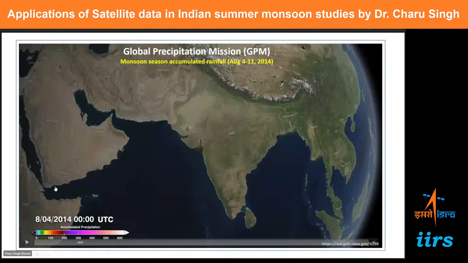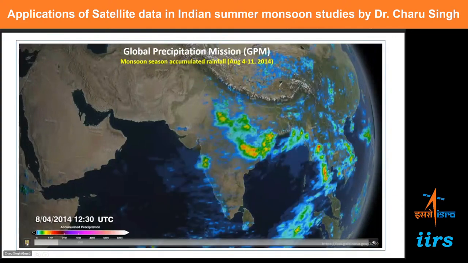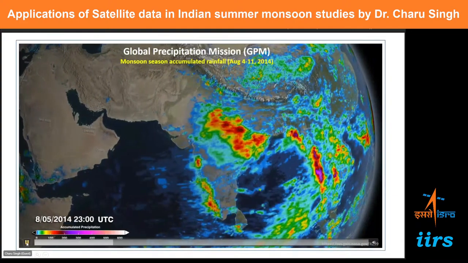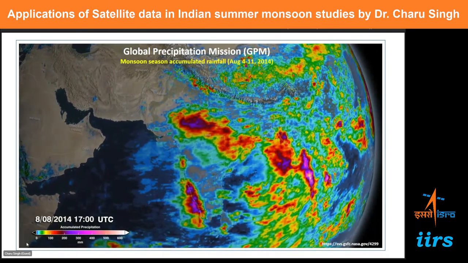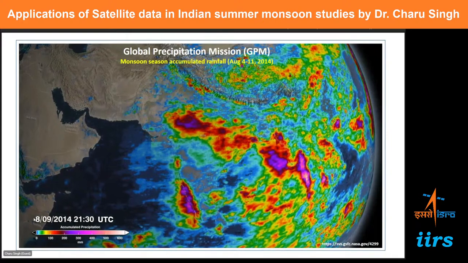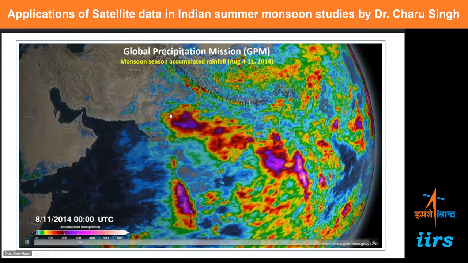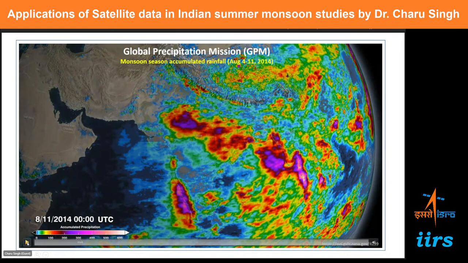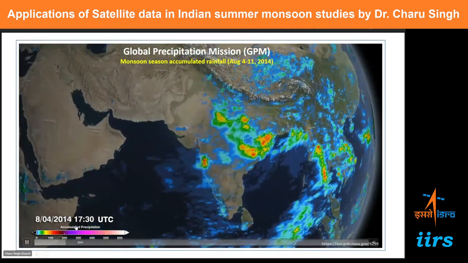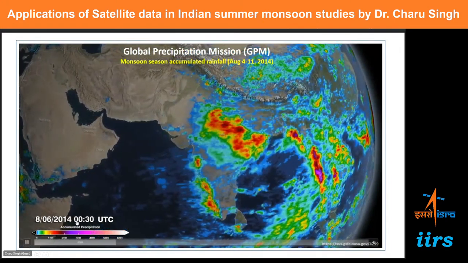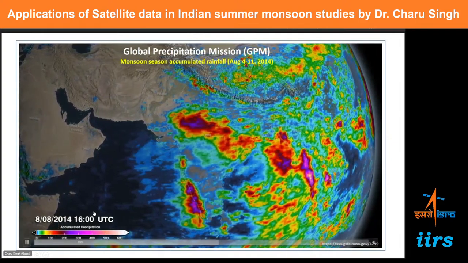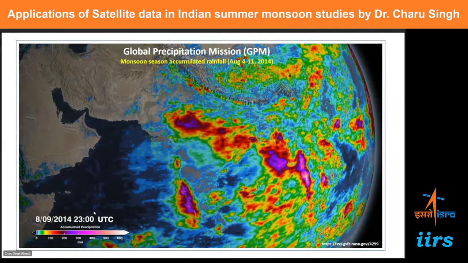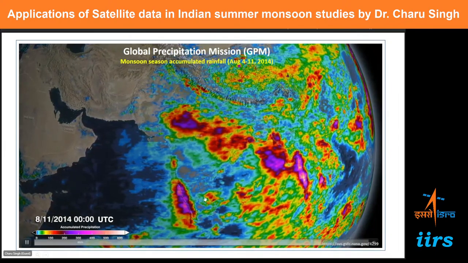So here the rainfall progression is shown based on the Global Precipitation Mission data set. GPM is a satellite which was launched in 2014, and in this animation the rainfall for 8 days has been shown. As you can note here, the data set is available for every half an hour. So such a diurnal variability of the monsoon season rainfall we can see in this animation.